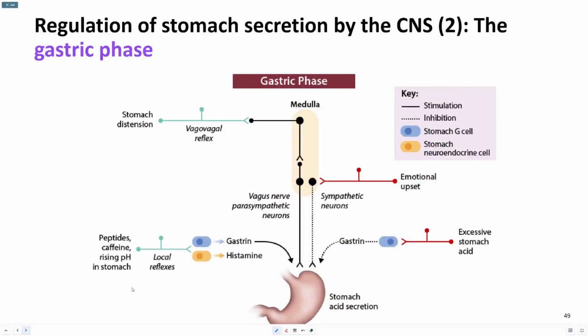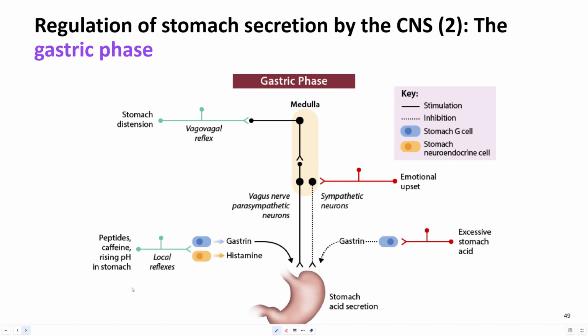The regulation of stomach secretions by the CNS, the gastric phase. The gastric phase begins when the food product or the bolus reaches the stomach and the gastric reflex is initiated. The gastric reflex is a nervous system reflex initiated when the food actually enters the stomach and the baroreceptors begin to sense the change in the stretching of the stomach wall.